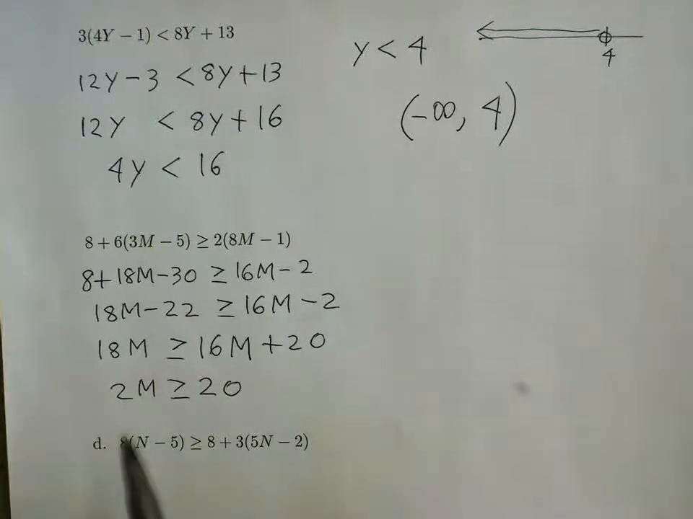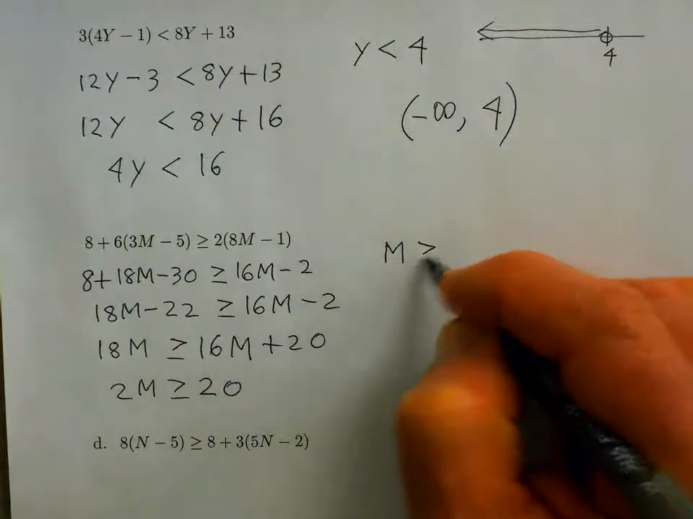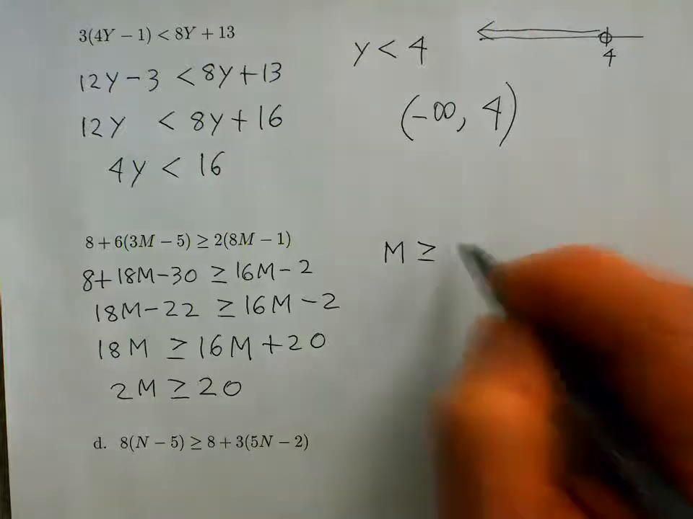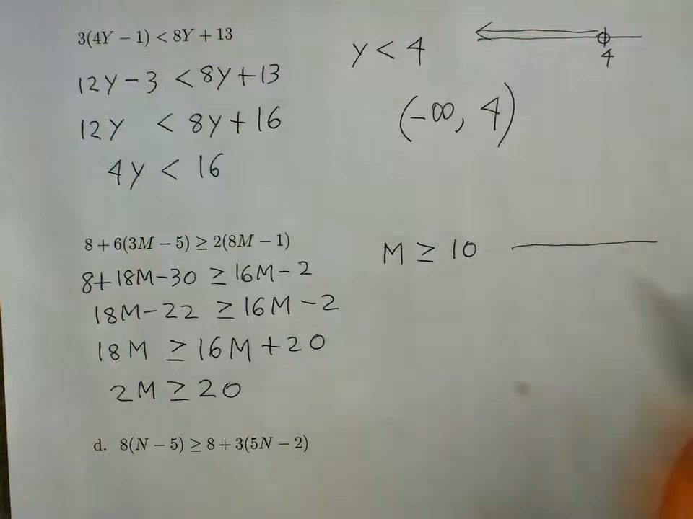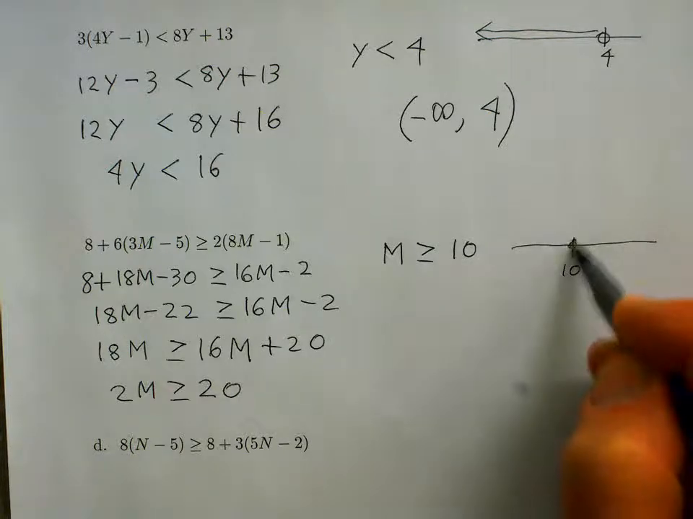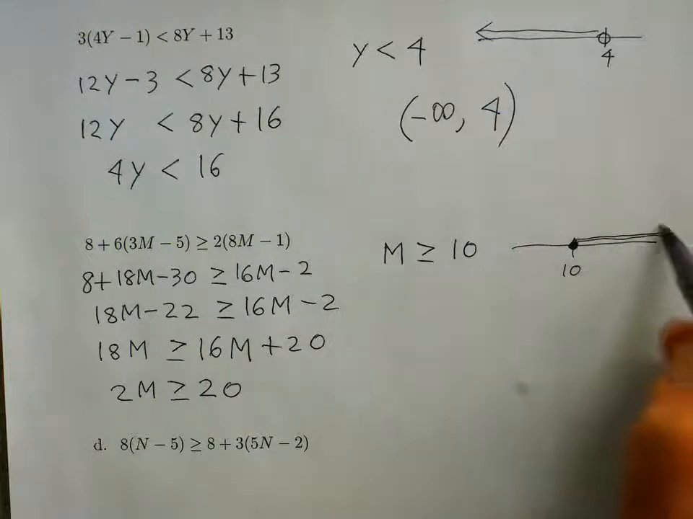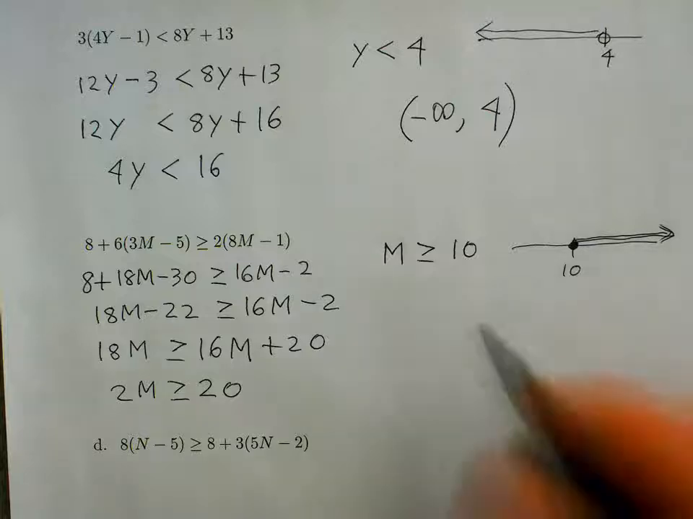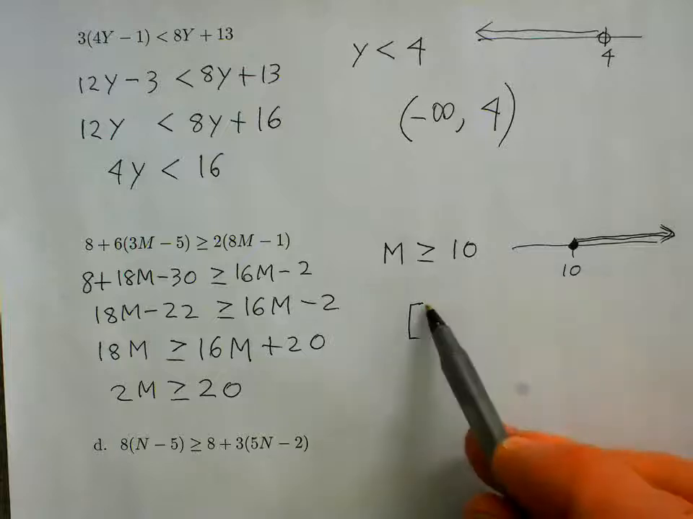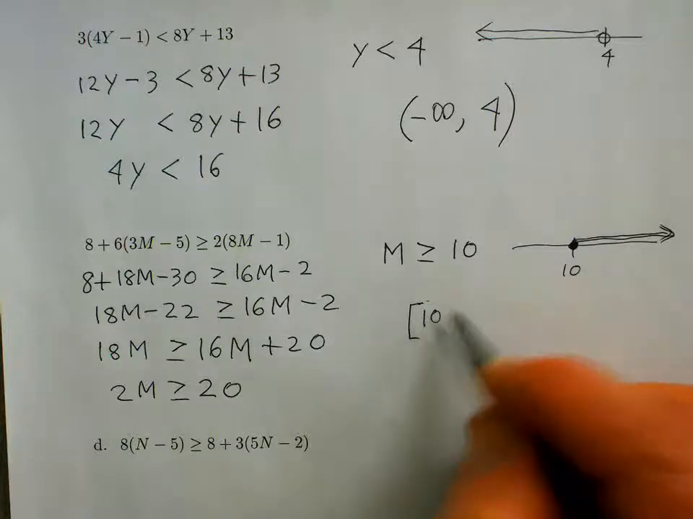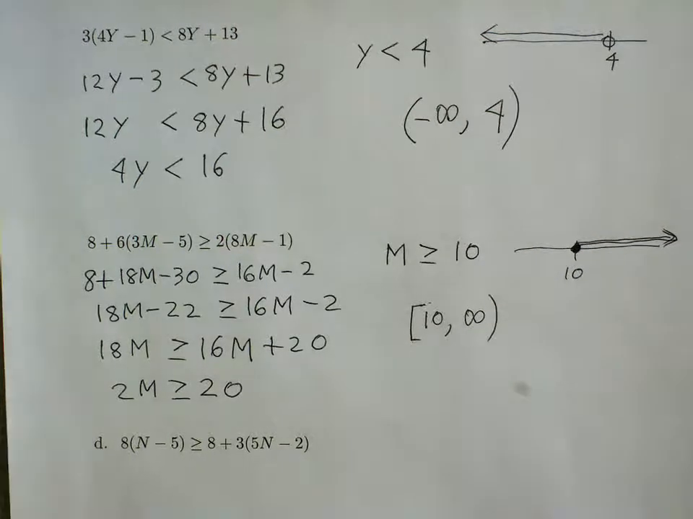And then lastly, divide both sides by 2. 2m divided by 2 is m, greater than or equal to 20 divided by 2 is 10. Okay, so if we sketch a graph of this, plot the number 10, closed circle or a bracket, and then shade to the right. So all the way to the right, that reminds us that we have to go to positive infinity. So the interval notation, bracket 10, comma, infinity. That's the solution in interval notation.